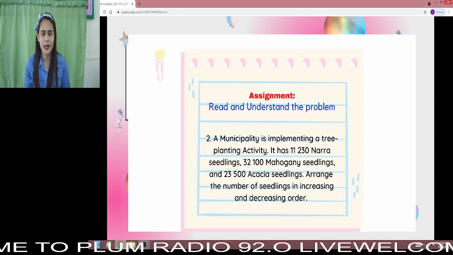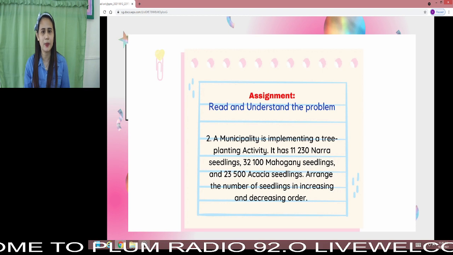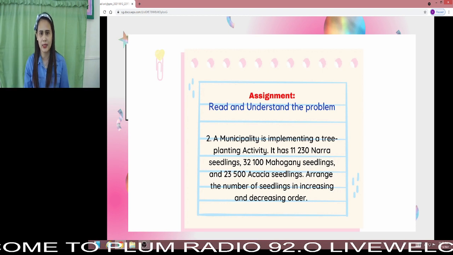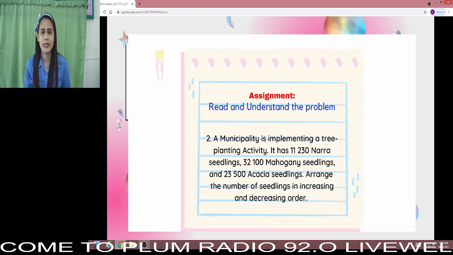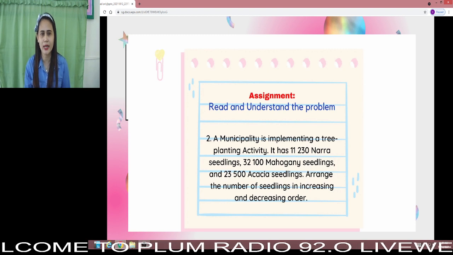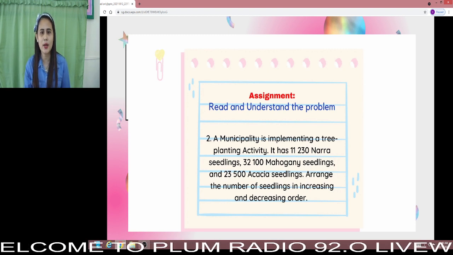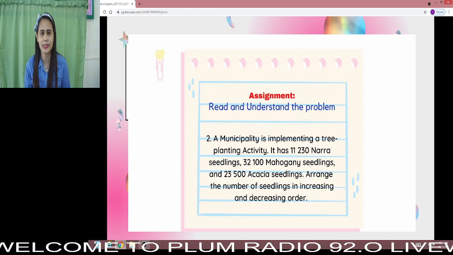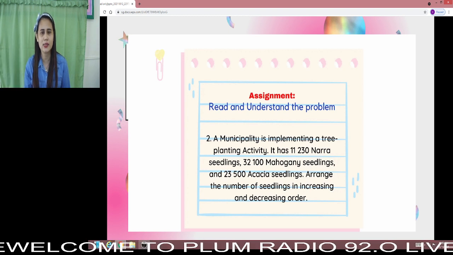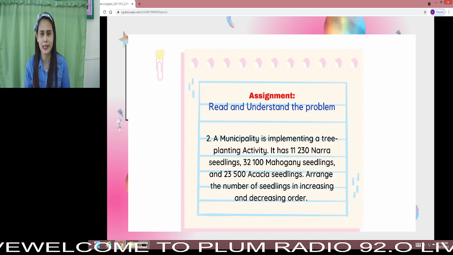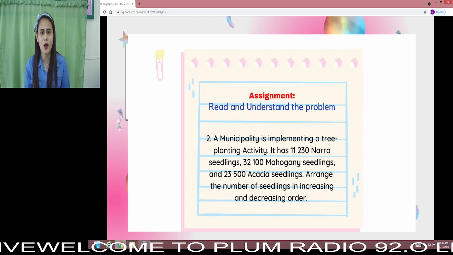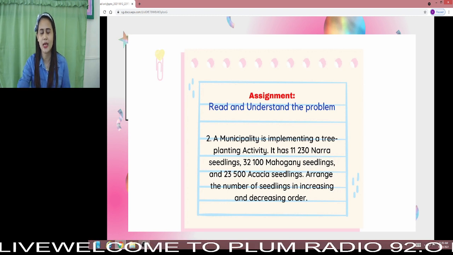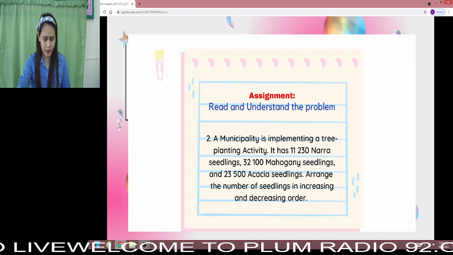I will repeat. A municipality is implementing a tree planting activity. It has 11,200 Narra seedlings, 32,100 mahogany seedlings, and 23,500 acacia seedlings. Arrange the number of seedlings in increasing and decreasing order.